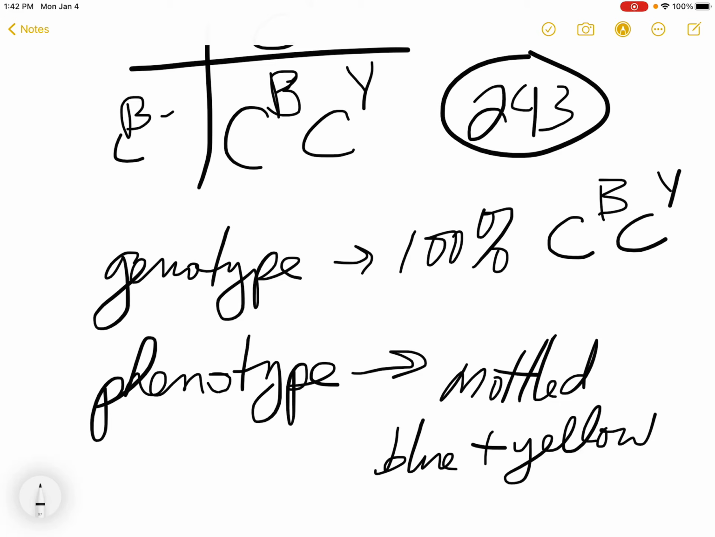That's the only difference. So that's the answer to number 5. Okay, so we'll stop there. If you have any more questions about that, then just email me.